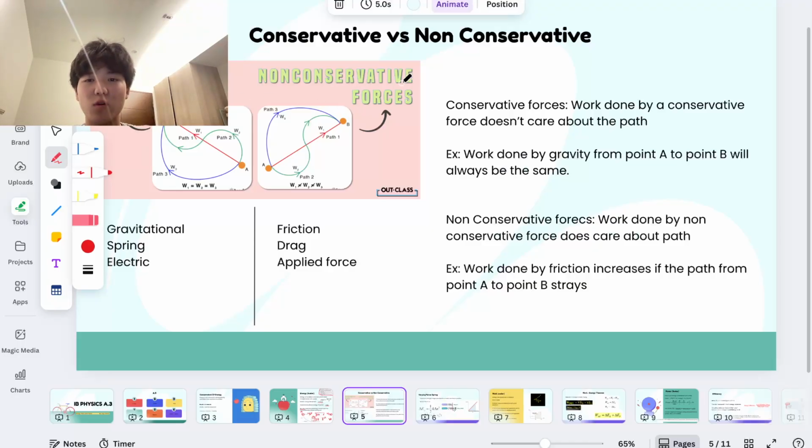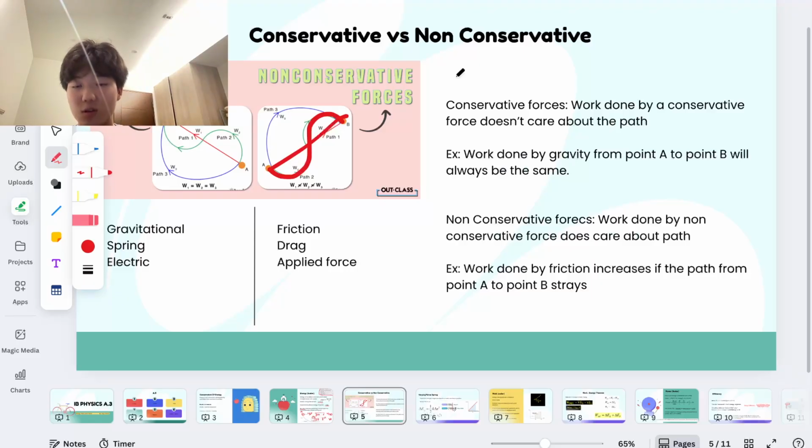Whereas for a non-conservative force, its work depends on the distance you actually traveled, not just displacement. For example, from point A to point B, if you take this straight line in a car, you get some amount of friction acting on you. But if you take this curvy line, you get even more friction acting on you because you drove a longer distance. So this is a non-conservative force. It changes based on the actual path you took from point A to point B. And examples are friction, drag, applied force.